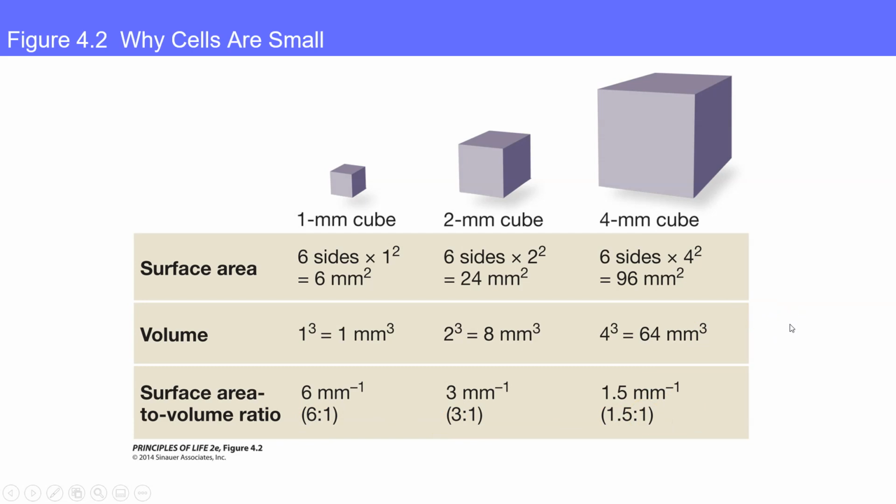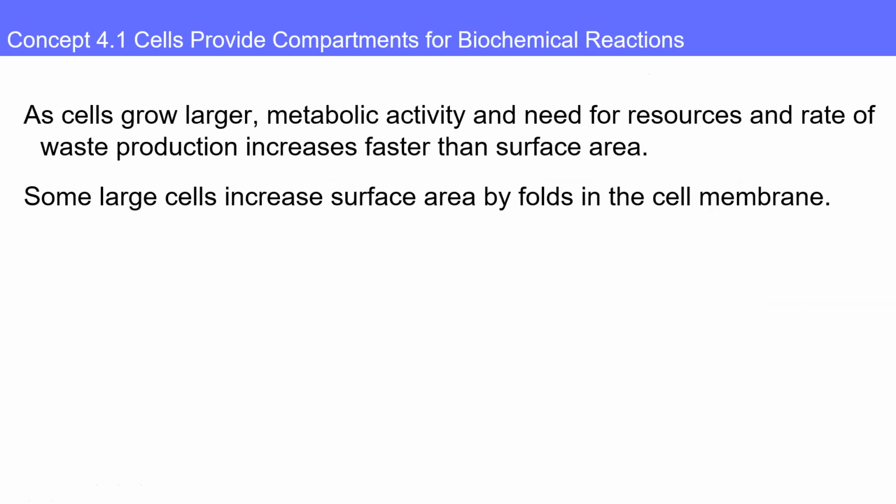So certain cells need to mitigate this issue. The general rule is that as cells get larger, metabolic activity and the need for resources tend to increase faster than the surface area can keep up. So bigger cells, with more volume, have a hard time keeping up with their surface area. To accommodate for this, many large cells will increase the surface area by doing a lot of things to the membrane, increasing folds, making the cell a lot narrower in places. There are a lot of adaptations we will explore in AP Bio as the course goes along.